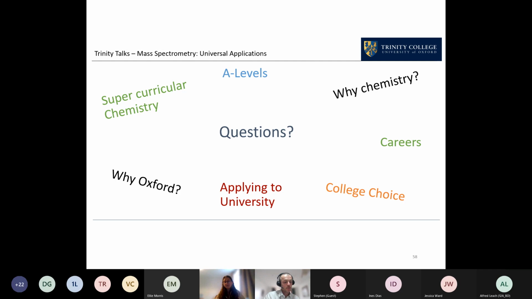Is mass spectrometry one of the best ways to diagnose people with illnesses? For example, is it the most effective?